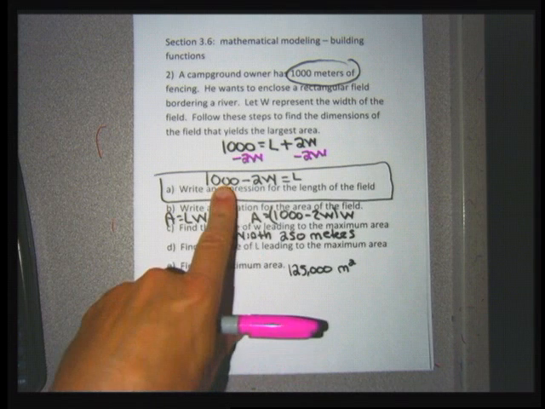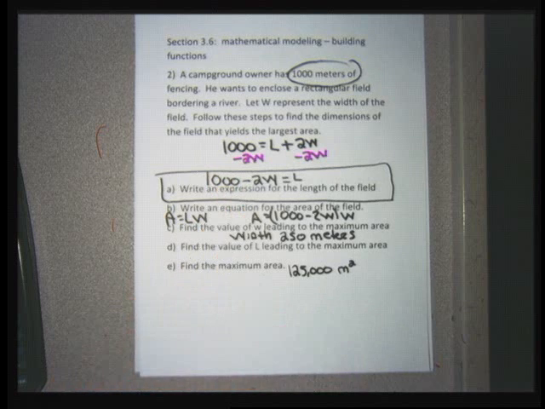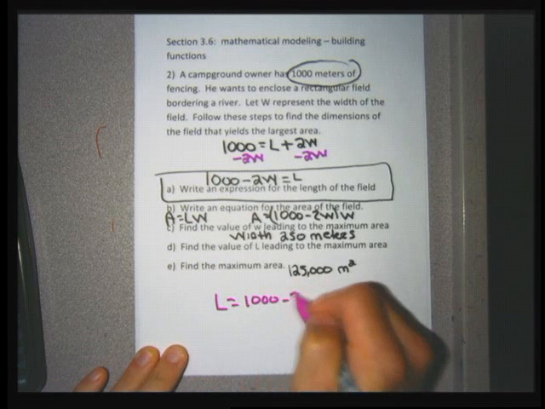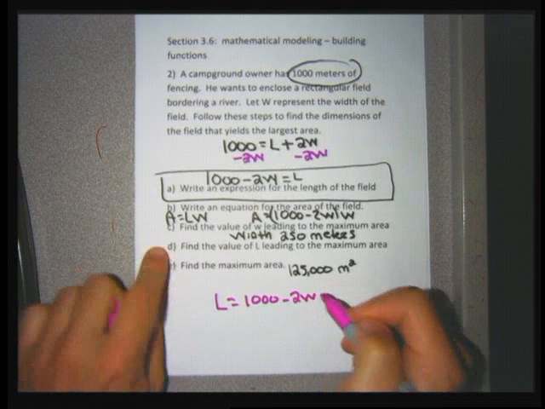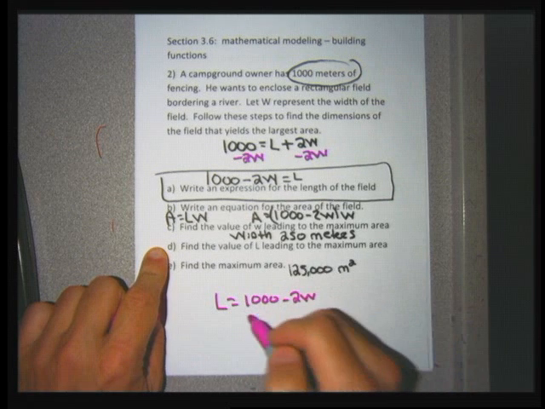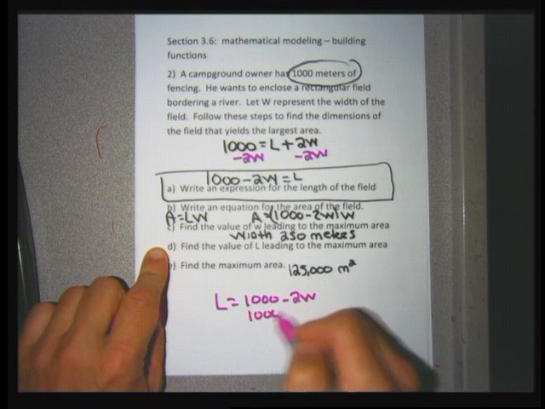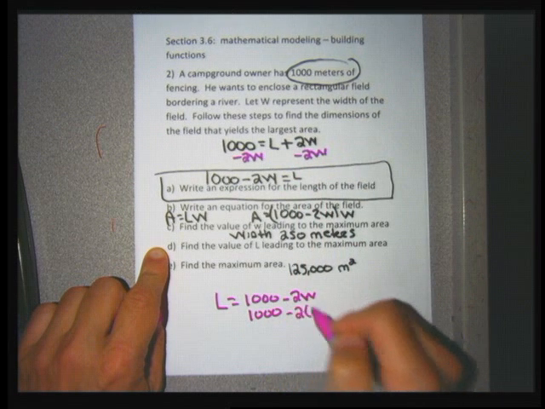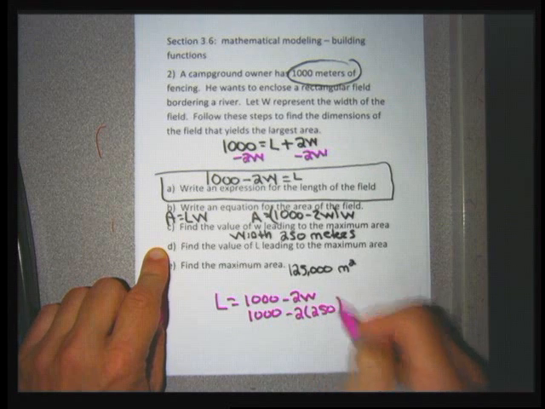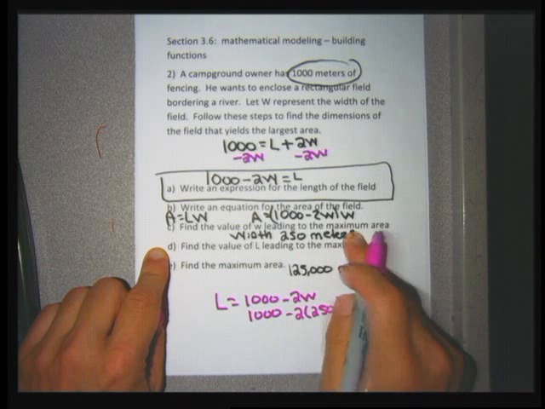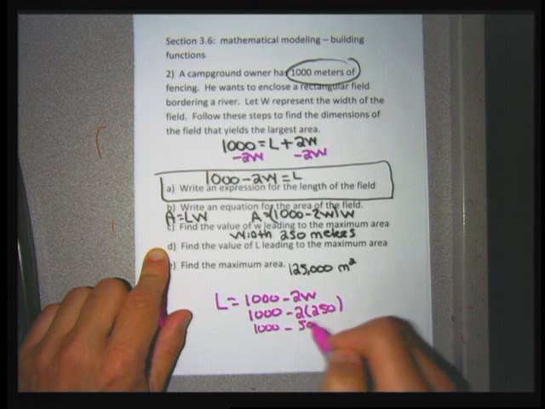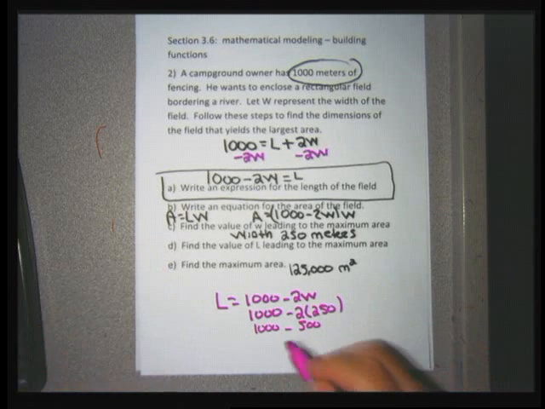So I'm going to use the formula, length equals 1,000 minus 2W, in order to get the answer for part D. To get the answer for part D, I'm going to take the formula length as 1,000 minus 2W that I came up with in part A and change the W to 250, which is the optimal width. And so this is going to give me 1,000 minus 500, which is going to be 500.